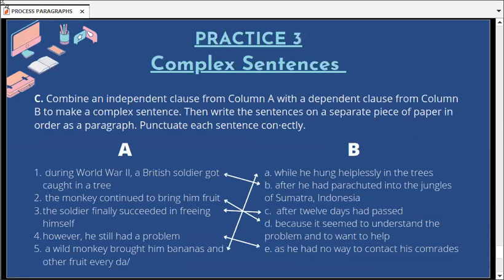Next. Practice 4, complex sentence. Okay. Combine an independent clause from column A with a dependent clause from column B to make a complex sentence. Then write the sentences on a piece of paper in order as a paragraph.